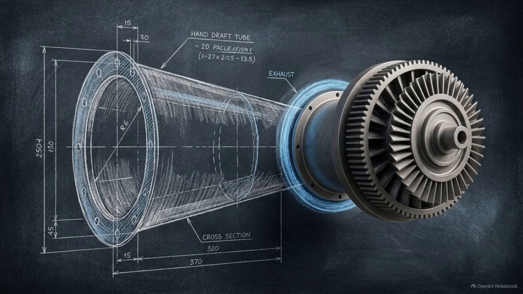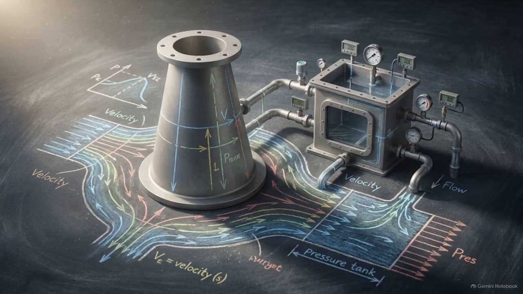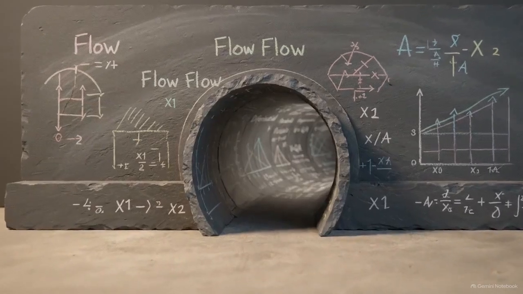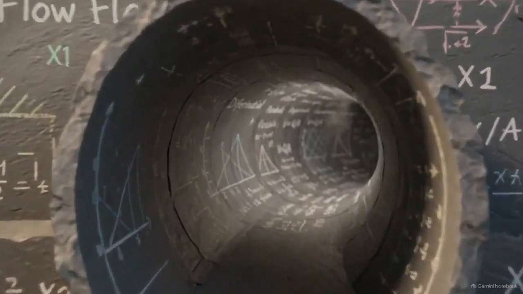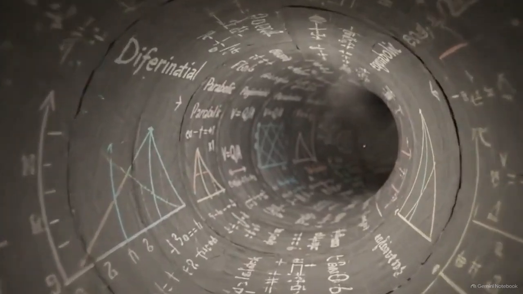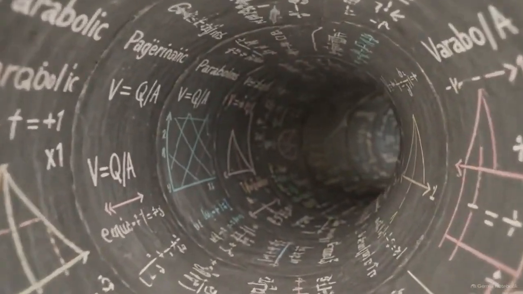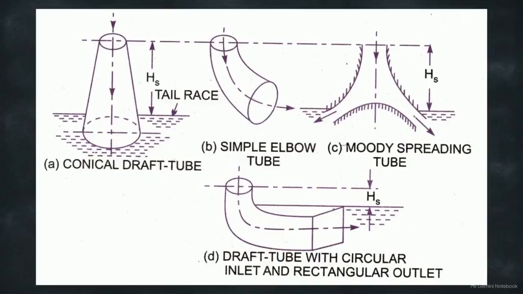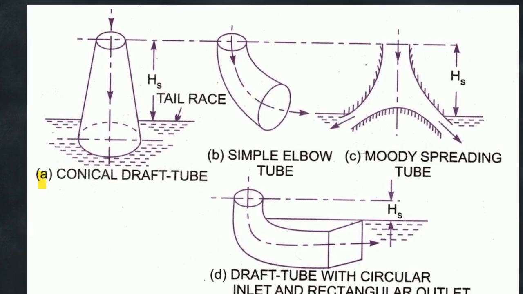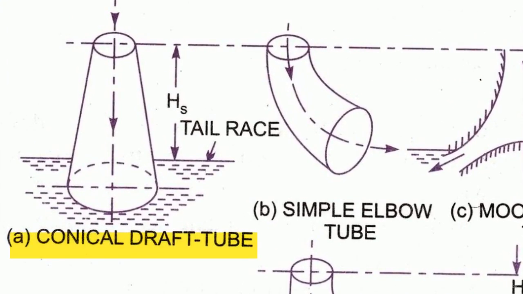In a laboratory, a perfect vertical cone is ideal, but out in the field, excavating hundreds of feet straight down into the bedrock beneath a massive dam is often structurally impossible. To navigate these extreme spatial constraints, engineers have developed variations on the draft tube geometry. While the conical draft tube provides optimal symmetric flow, the simple elbow tube forces the water to bend horizontally, drastically reducing the vertical excavation required.